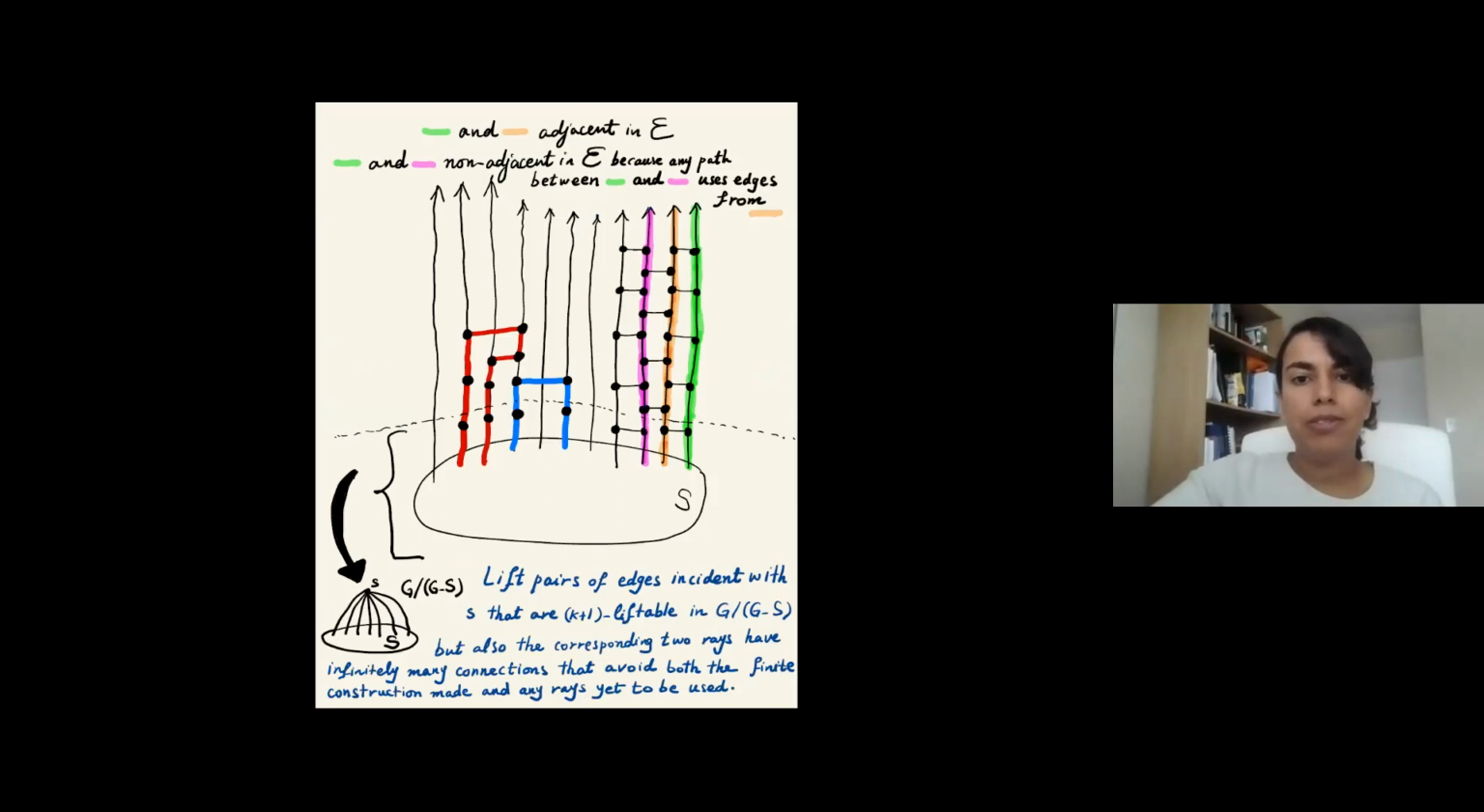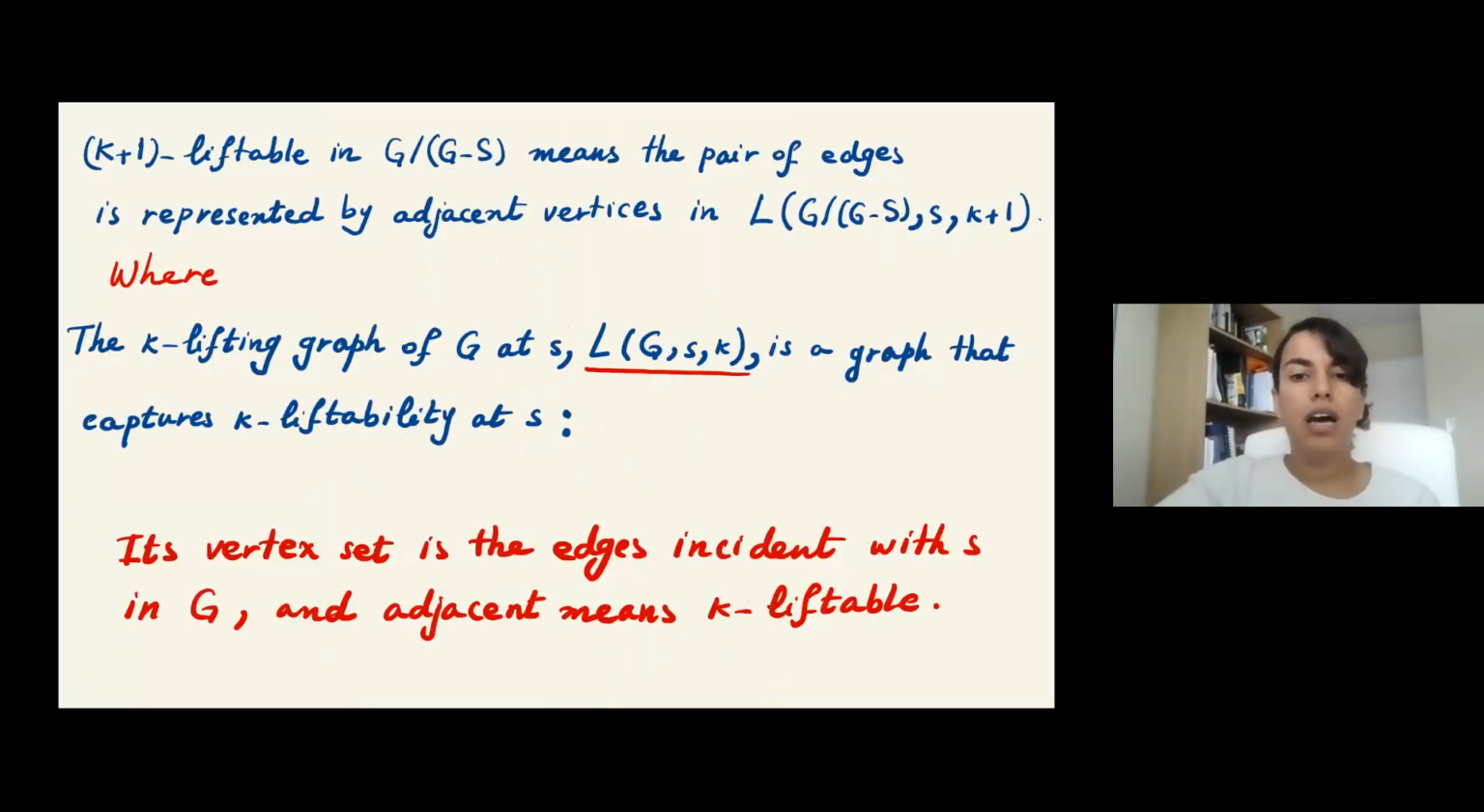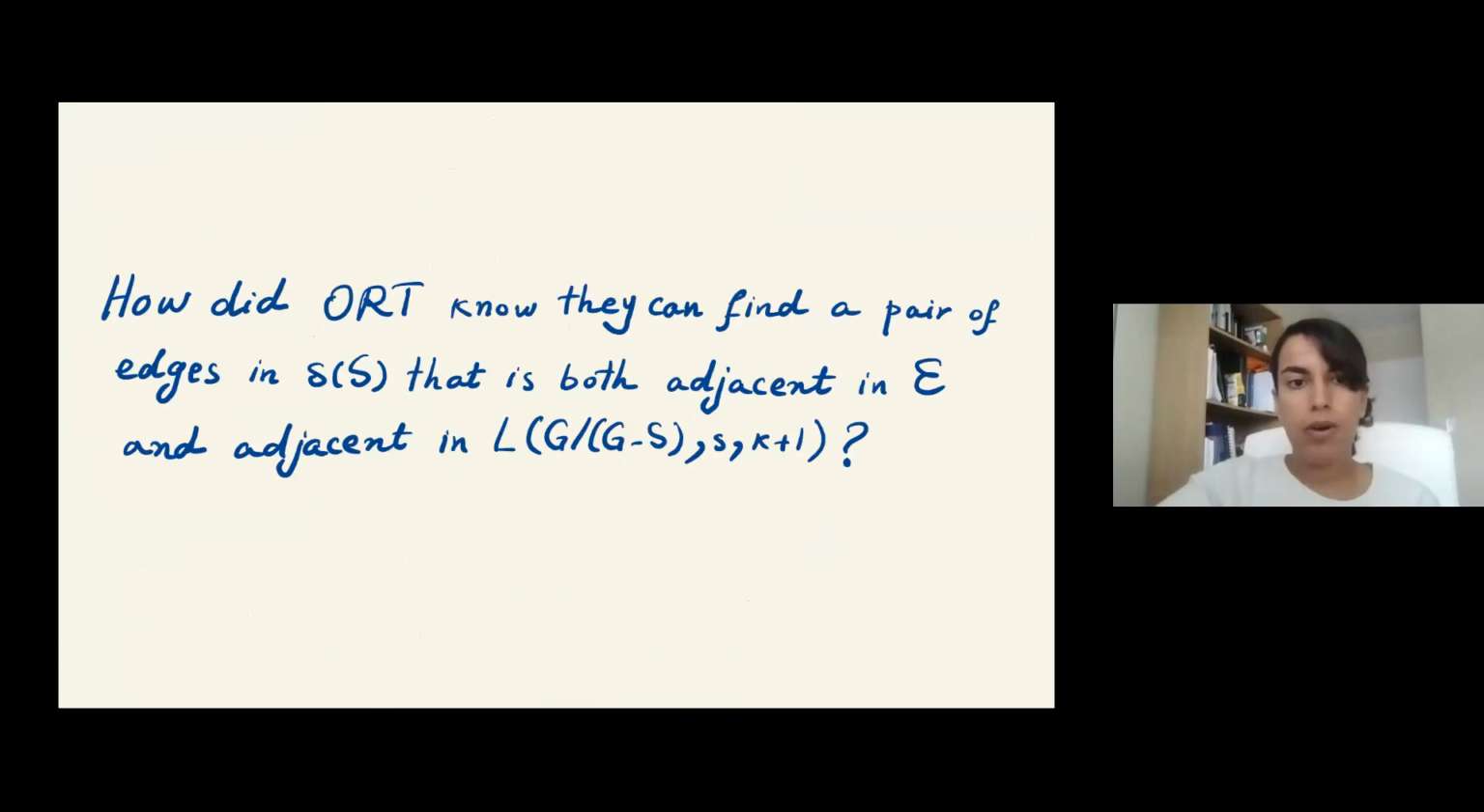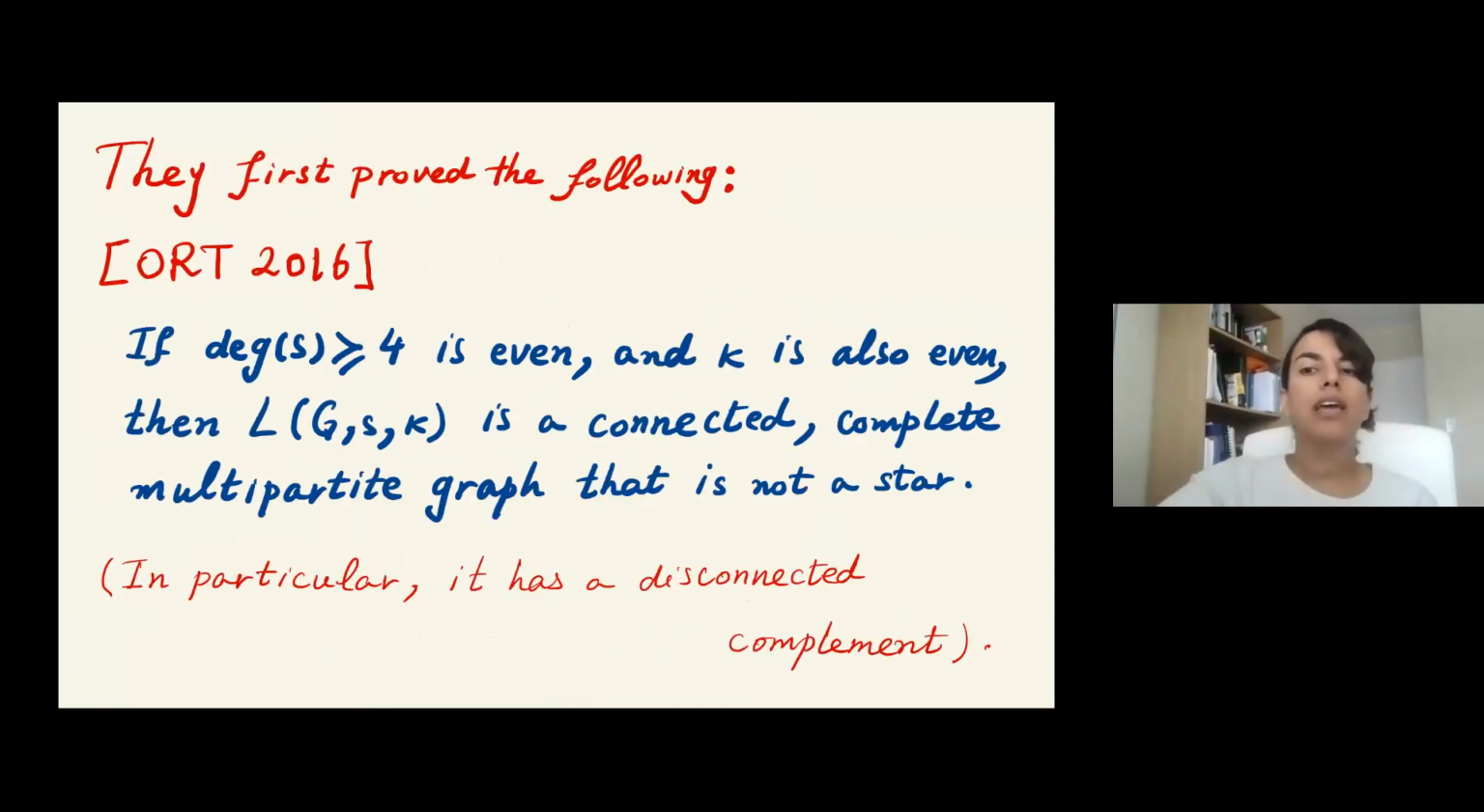Back to the previous picture. So they choose pairs of edges to lift that are adjacent in the lifting graph and are also adjacent in the end graph. How did they know they can find a pair of edges that does both things? They first proved the theorem about lifting graphs. And this is the part of it that they used: when the degree of S is even and the connectivity is even, the lifting graph is a complete multipartite graph that's not a star, and specifically the property they used is that its complement is disconnected.